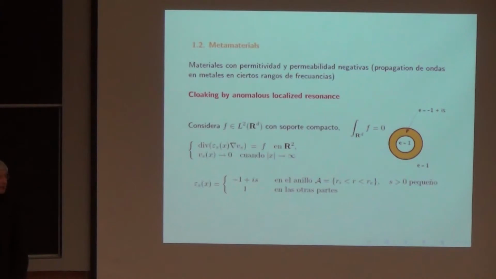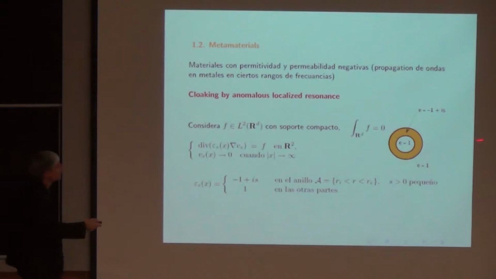which do not exist naturally, but that you can build essentially by fabricating composite materials. This is a topic that is probably 10 years old, and people are investing a lot of effort to come up with structures that have these properties. And to build such structures, again, you may have to restrict the range of frequencies that you will use. Essentially, the overall subject concerns propagation of waves in metals, possibly in certain ranges of frequencies. So let me focus on one application of metamaterials, which is called cloaking by anomalous localized resonance.